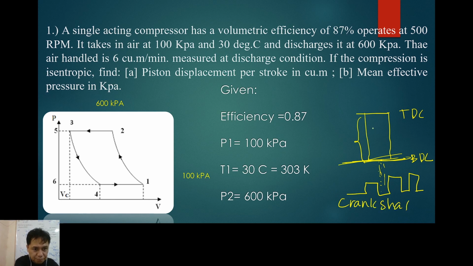So this one, ito yung piston. May clearance dyan, no? Clearance volume. So nasa taas, di ba? Ito may konting clearance. But this one is the rod. So this is the rod. Ito yung piston. Okay? So what the piston does is, pupunta siya from top dead center down to here, kung saan yung effective stroke niya. This is the length of stroke.